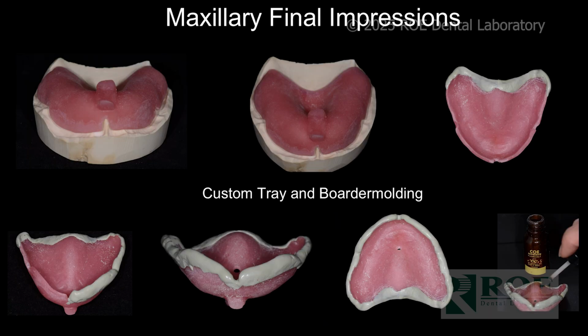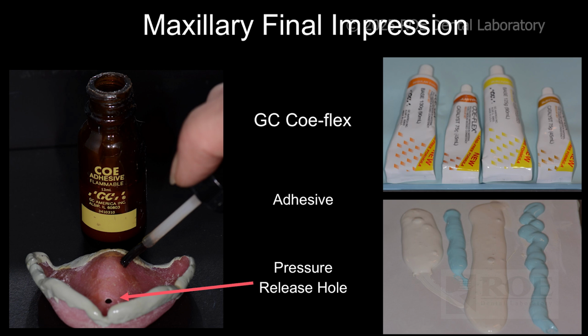Now we're going to do a conventional method for making a maxillary denture. I still like to use gray stick compound, border mold. I think this is the gold standard for getting a great impression using adhesive. And I use this GC Coflex for my removable cases. Put a little pressure hole so we're not compressing that tissue.